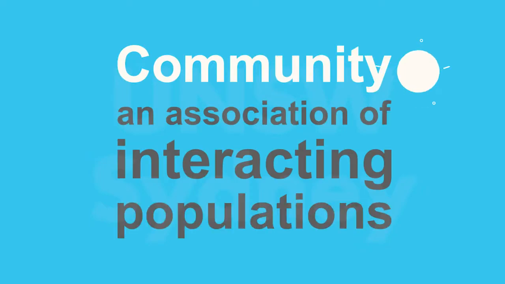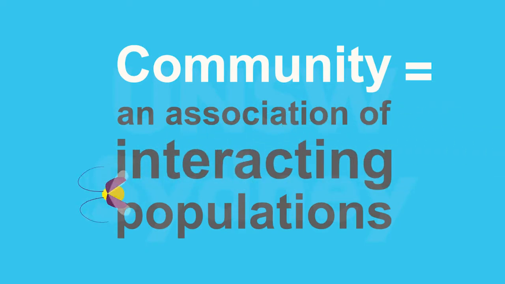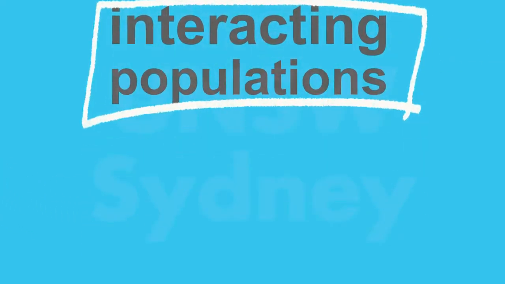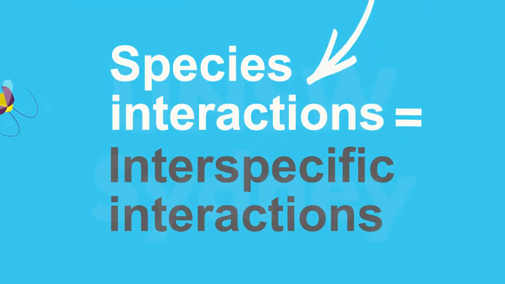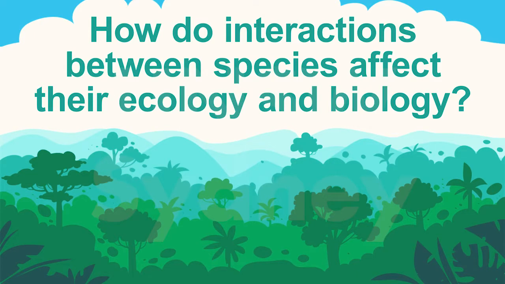In community ecology, communities are defined as an association of interacting populations. The way that this assemblage of species interacts, called interspecific interactions, makes up an important part of how we define and understand communities. As ecologists, we want to understand how interactions between species affects their ecology and biology.